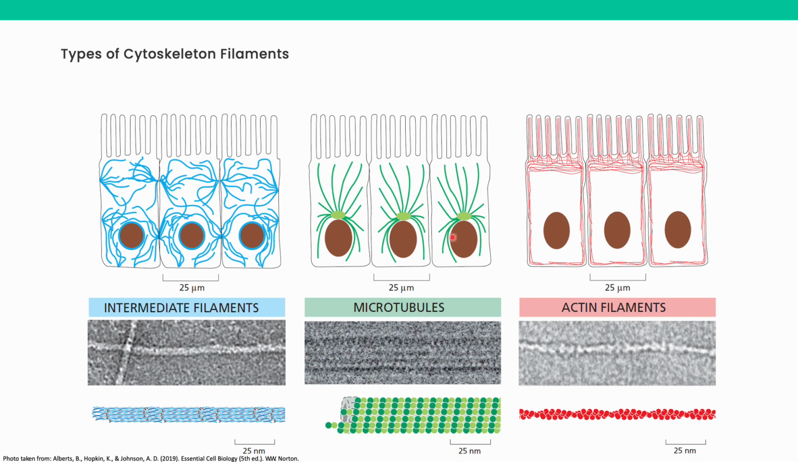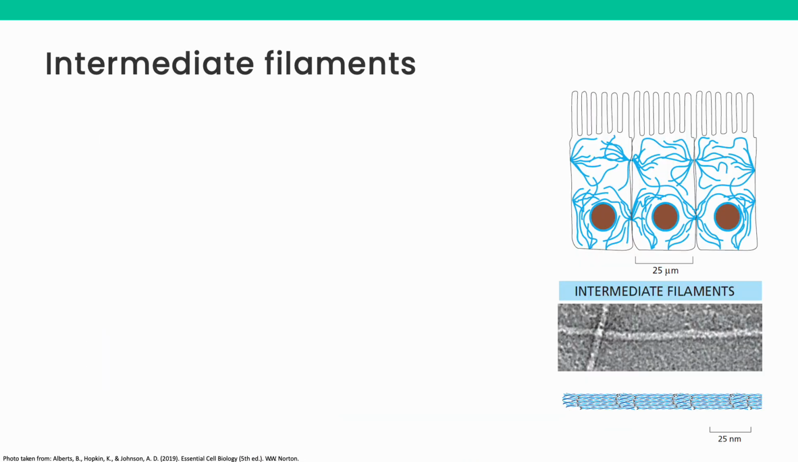This figure shows you the relative distribution of the different filaments in the cell and their relative thicknesses. So we can see that the microtubule is the thickest of the filaments and the thinnest is the actin filaments. The intermediate filaments are called intermediate because their thickness falls in between microtubules and actin filaments. We will be discussing these filaments one at a time throughout this lecture. First, we have the intermediate filaments.